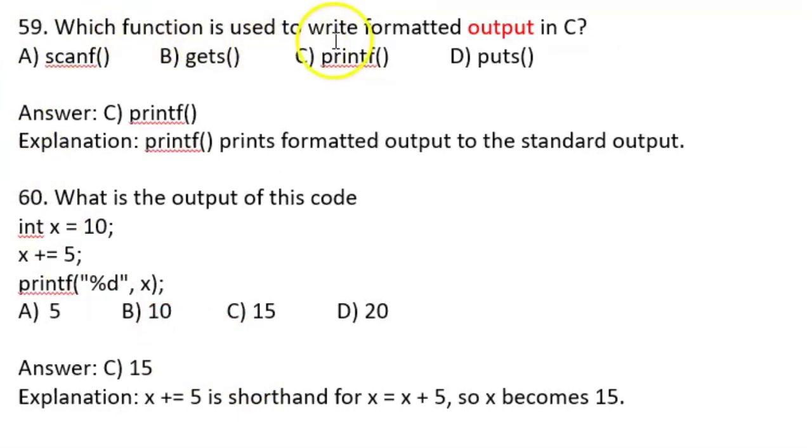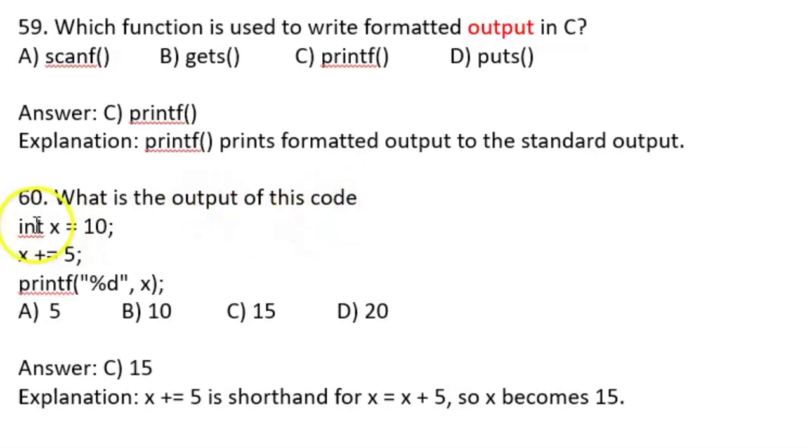Question 59. Which function is used to write formatted output in C? scanf, gets, printf, puts. The answer is printf. It prints formatted output to the standard output.